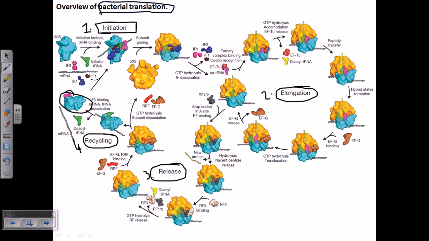IF3, IF1, and IF2 will come and bind with the 30S subunit. When all of them are bound to the 30S subunit along with the mRNA sequence, here comes the mRNA, because this is the code which needs to be translated. Now the mRNA is placed in between the 30S along with IF1, IF2, and IF3. It makes the pre-initiation complex.